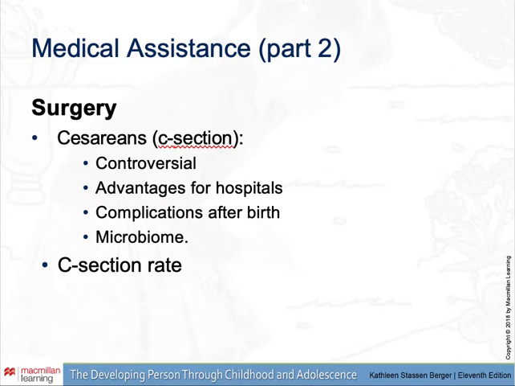Cesareans are easier to schedule, they are quicker, and bring more income to hospitals and doctors. They require surgeons, anesthesiologists, and several hospital days. There are more complications after birth, and there is less beneficial bacteria in the microbiome. The C-section rate, medically indicated, is about 15% worldwide. The rates vary. In China it's 50%, in the US it's 34%.